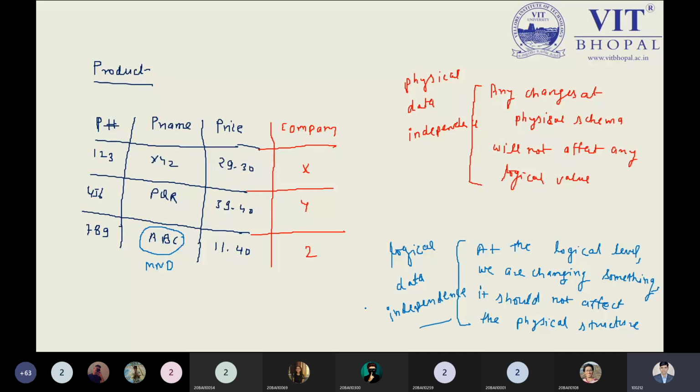Values are managed by the logical level. So at the logical level, you are doing something by your code or your statement or your query. Then the P name, the product name, will keep its size and nature of the data. It will be held as it is. So the structure will not be affected by any changes we make at the logical level. Okay, sir. Thank you, sir.